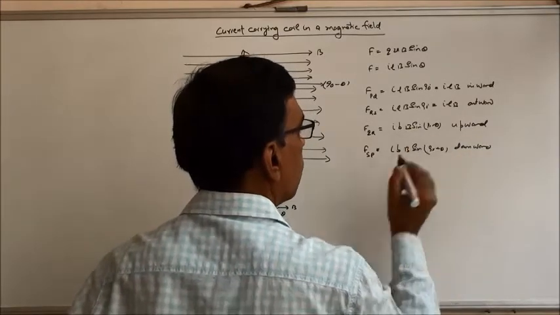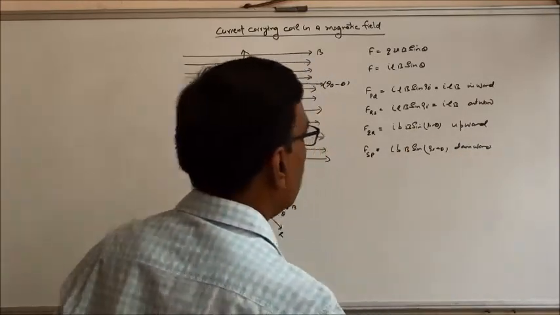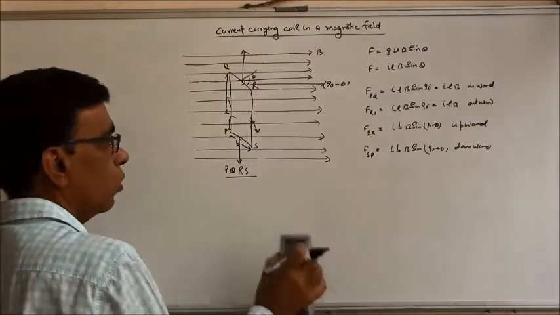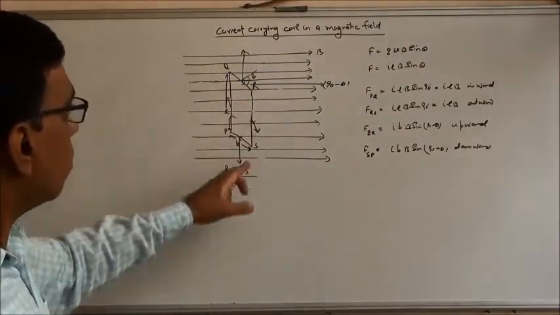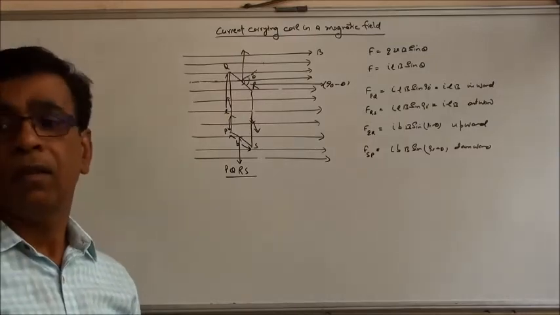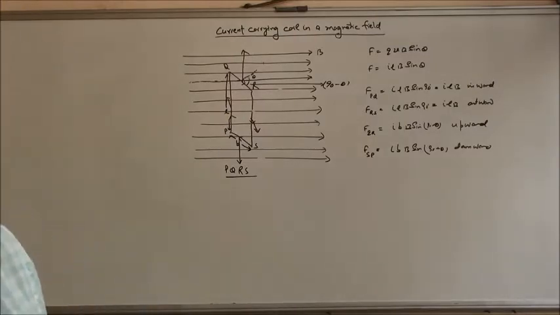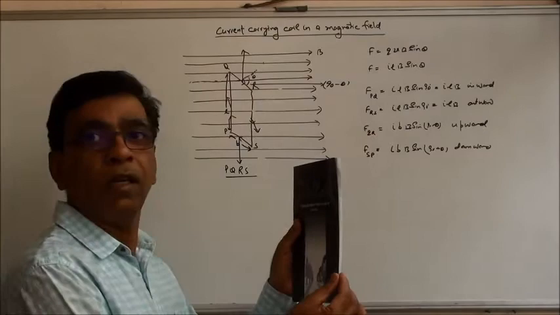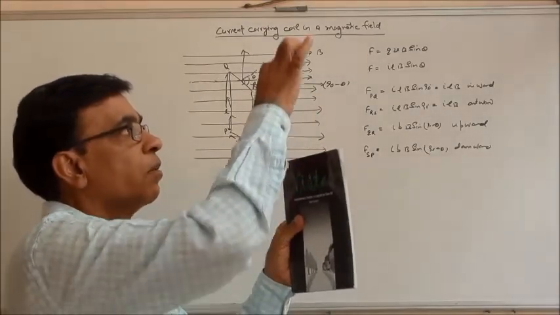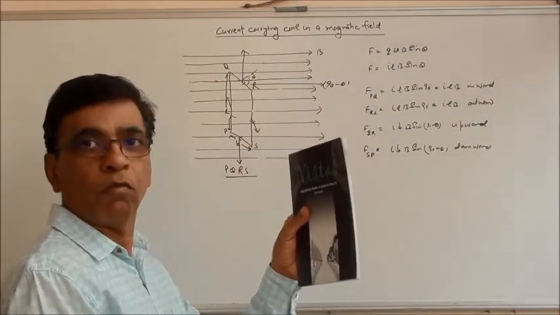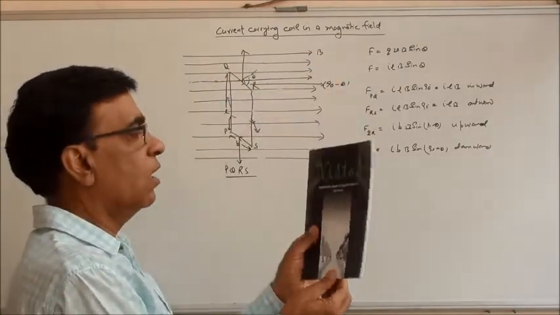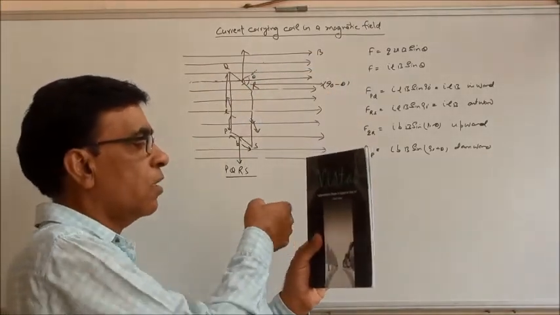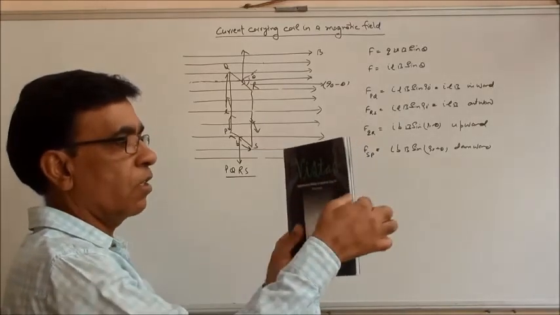Again, they are also equal. Sin 90 minus theta, sin 90 plus theta, both are cos theta. Okay. So this is a coil, and I have marked all the forces. So now again, see, this is the coil. This side experiences upward force, this side downward force. They are equal and opposite. They will cancel out. This side experiences force inward, this side experiences force outward.